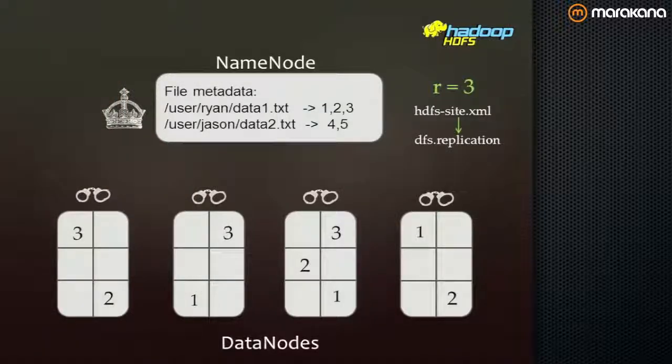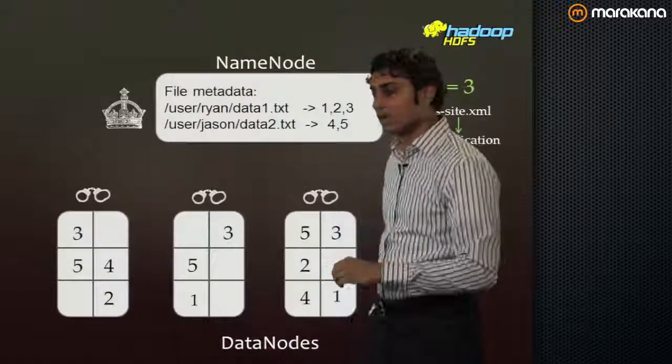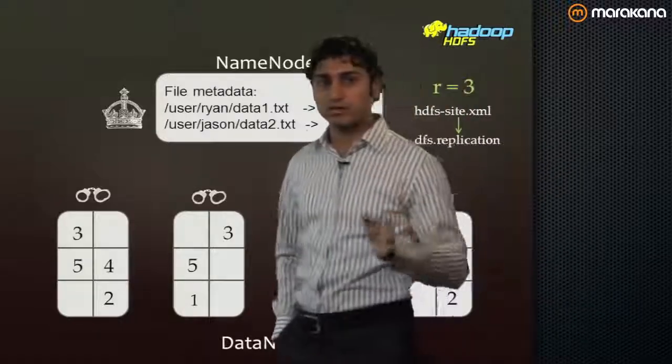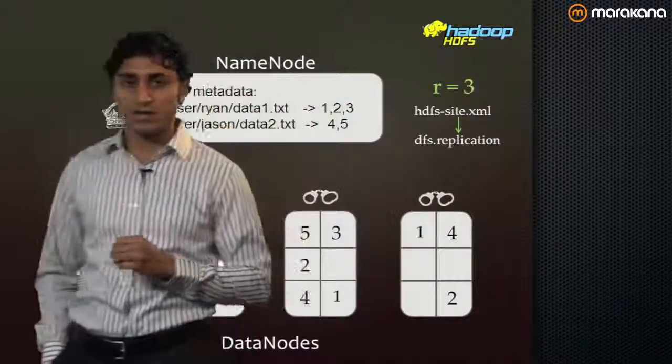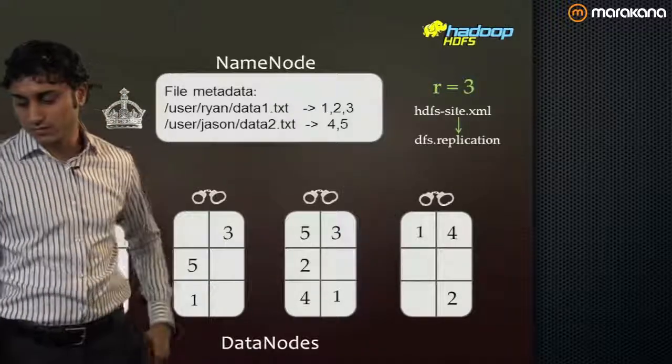All right, so that's the first file. And here's the second file, data2.txt. You can see how, once again, with the second file, we're taking the 2 blocks, block 4 and 5, and replicating it 3 times and then scattering it across the data nodes. Now, there is some intelligence to this, to how the file system actually stores the blocks across the different data nodes. So we'll talk about that in one of the future slides.